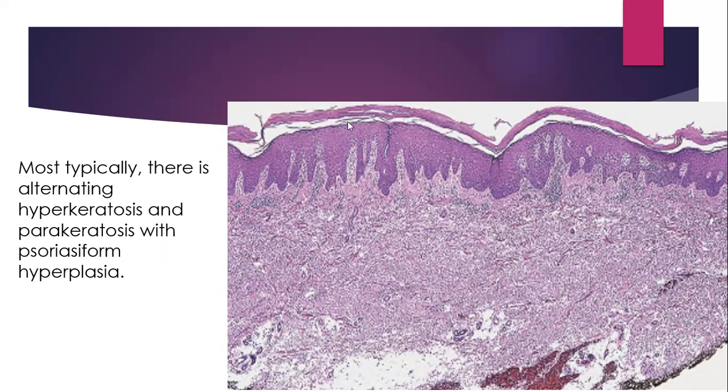But in this case, there are no Munro abscesses, which is a feature of psoriasis. And the epidermis shows uniform psoriasiform hyperplasia, just like psoriasis, but there are no spongiform pustules of Kogoj. And lastly, in psoriasis, the vessels are tortuous and there is a moderately dense perivascular infiltrate, while this infiltrate is quite mild in the case of PRP.